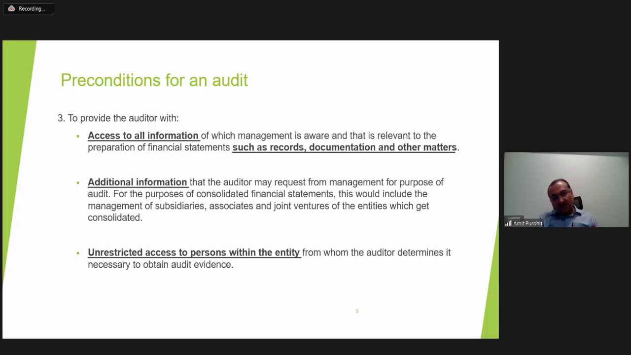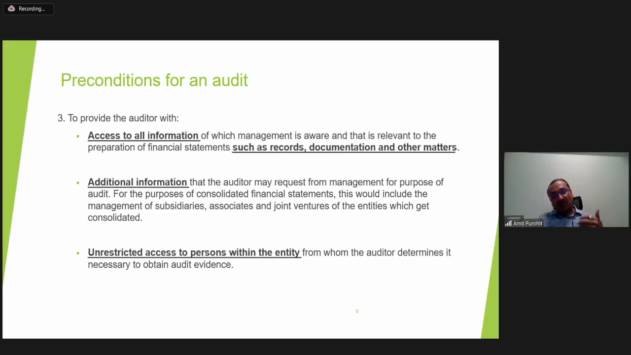The management also has to agree to provide the auditor with access to all the information of which management is aware and that is relevant to the preparation of financial statements, such as records, documentation, and other matters. Because unless and until all this information is made available to the auditor, he will not be in a position to give his opinion on the true and fairness of the financial statements, and it may bring certain limitations to the scope of his audit.